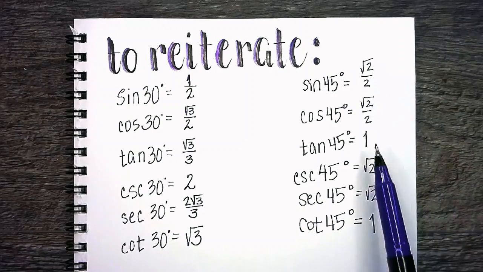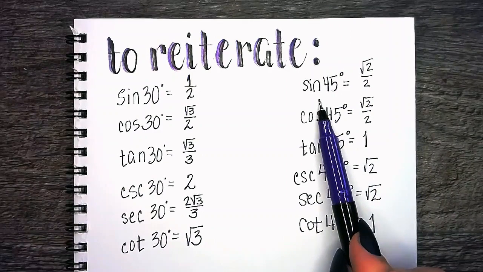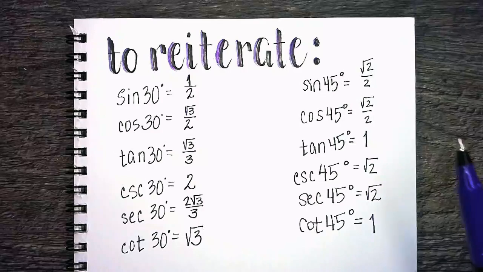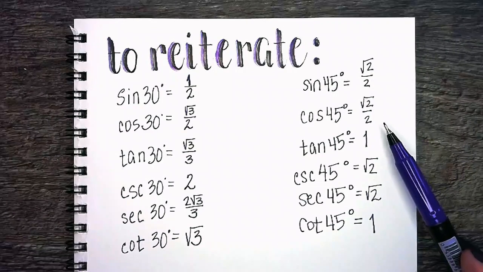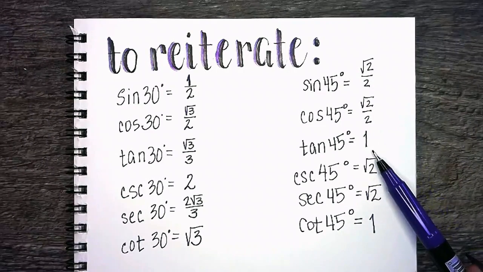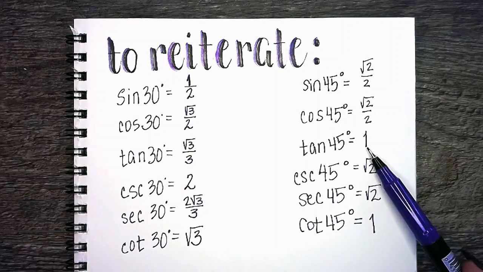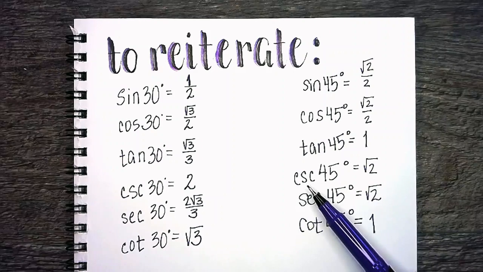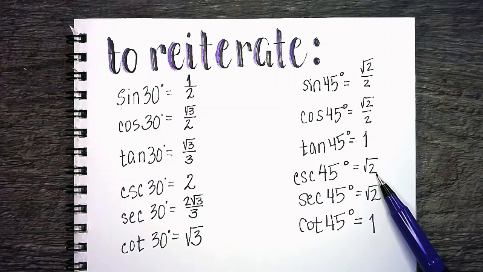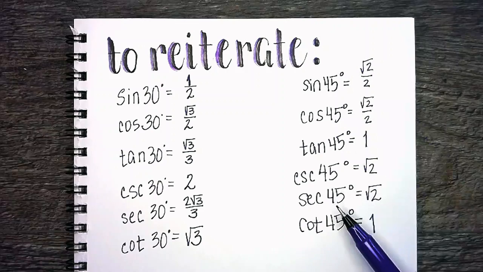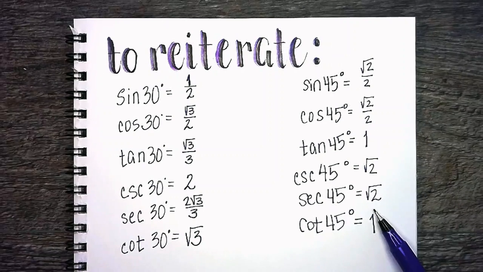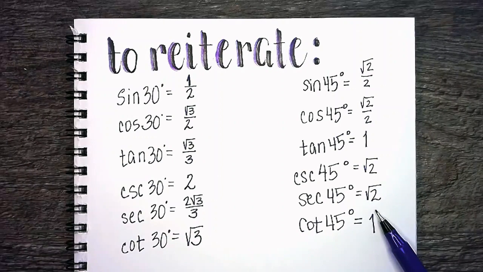So are these. Sine of 45 is square root 2 over 2. Cosine of 45 degrees is also square root of 2 over 2. Tangent of 45 degrees is anything over itself, essentially, because it's an isosceles triangle, so we get 1. Cosecant of 45 is square root 2, because it's the reciprocal of sine. Secant of 45 is also square root of 2. Being that it's an isosceles triangle, we are seeing the same answers here. And cotangent of 45 is also 1.